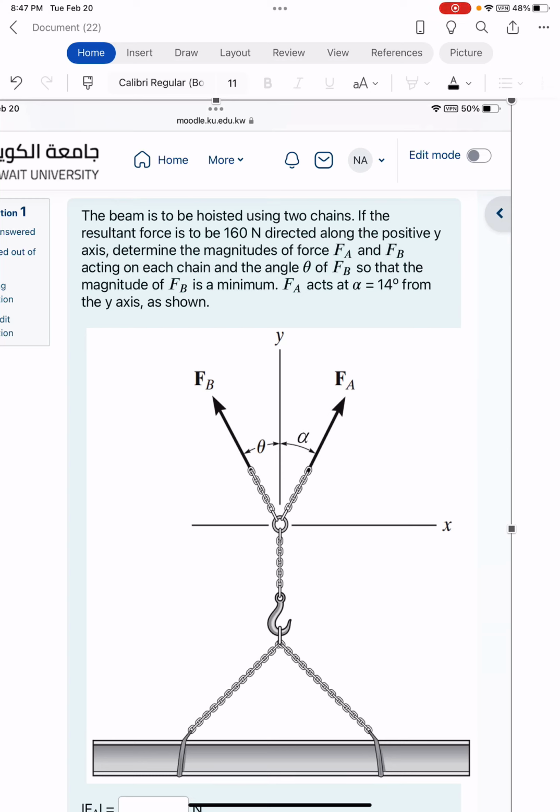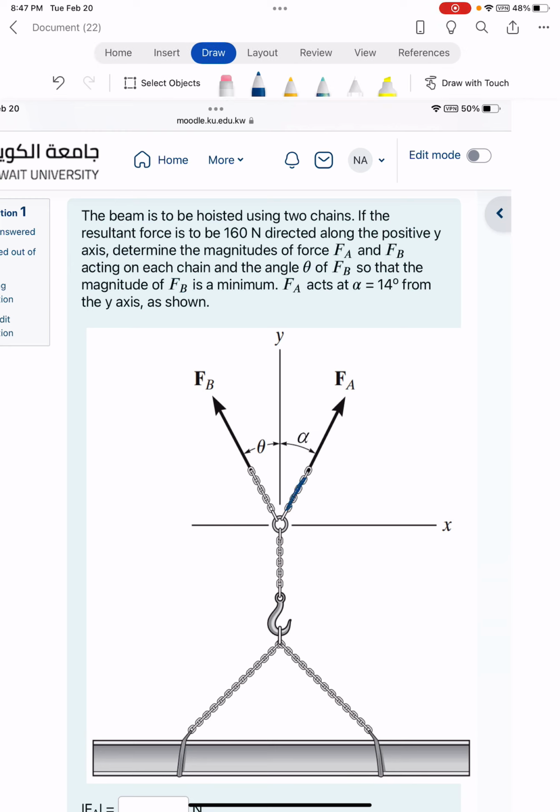Let's look at this problem. The beam is to be hoisted using two chains. So there's two chains, this chain and this chain. If the resultant force is to be 160 Newton directed along the positive y, so the resultant is directed along the positive y axis. Determine the magnitude of force A, magnitude of force B, acting on each chain, and the angle theta.